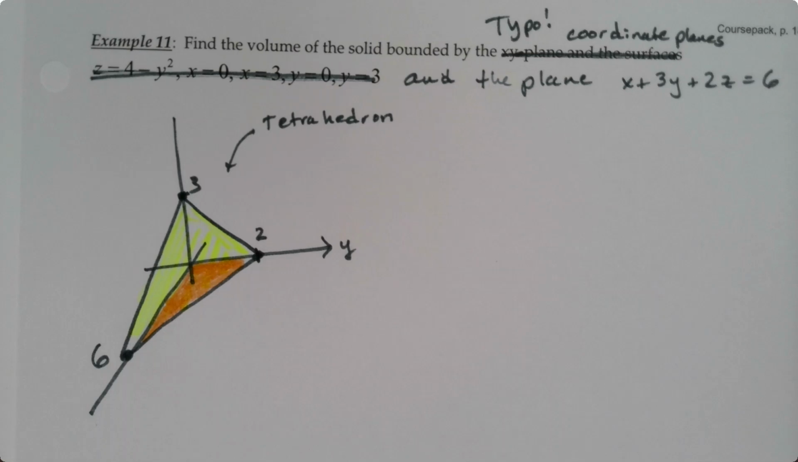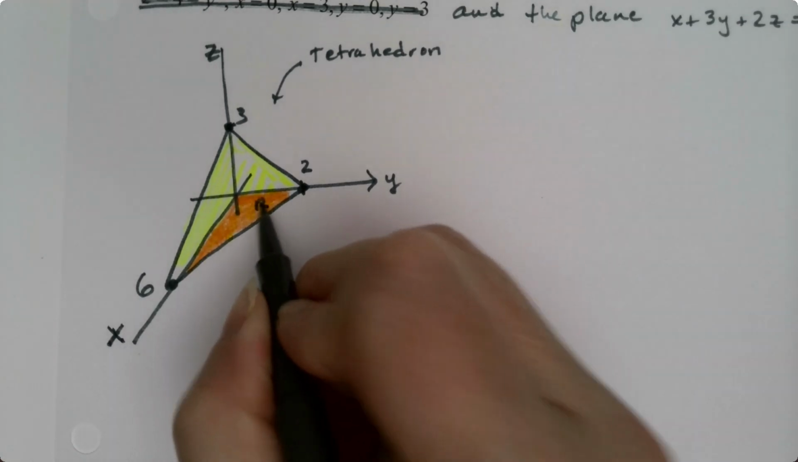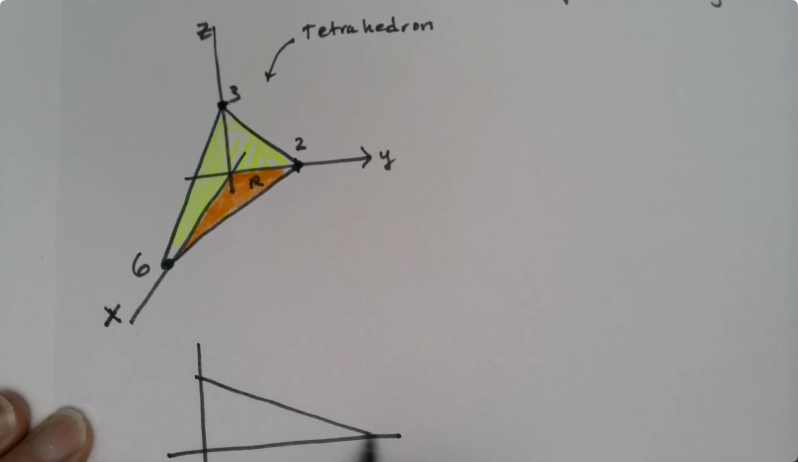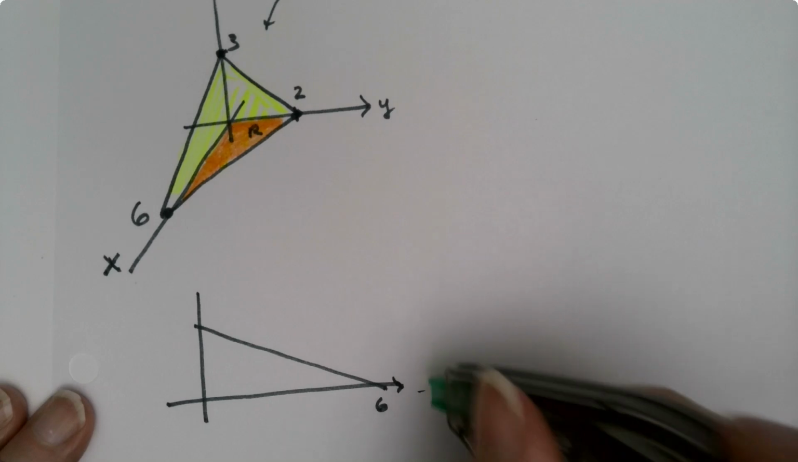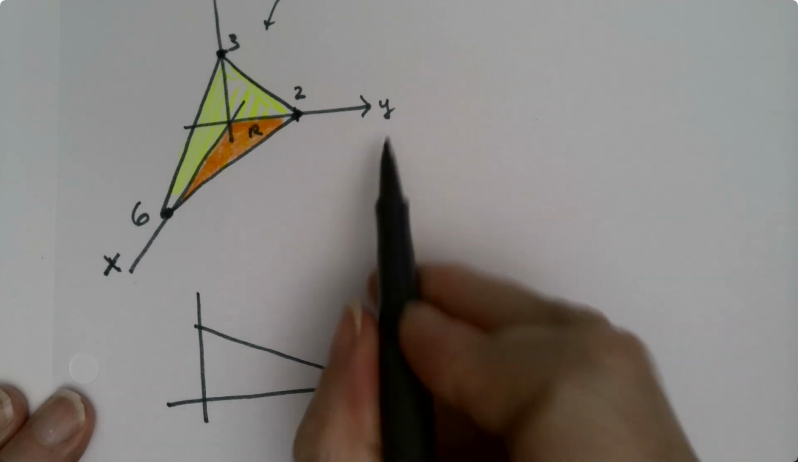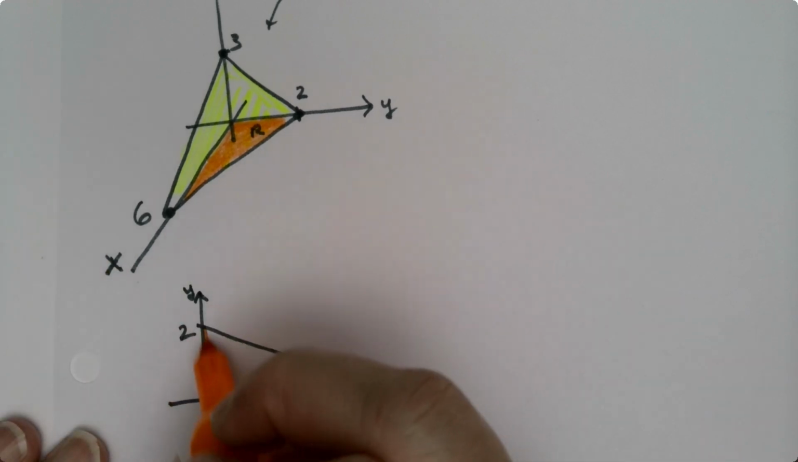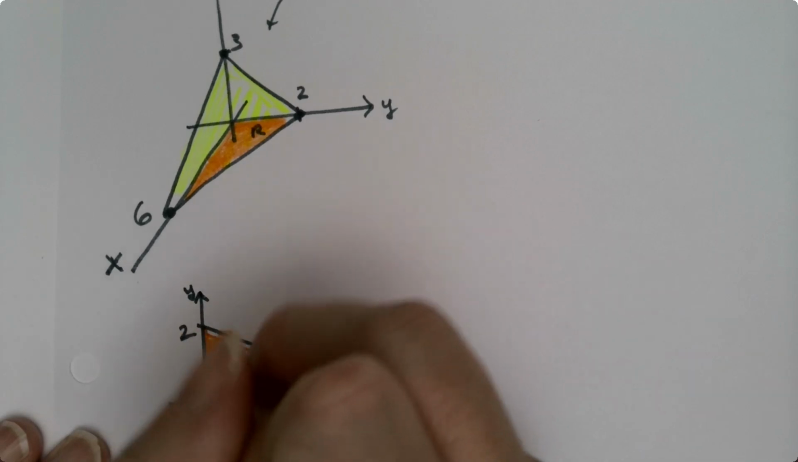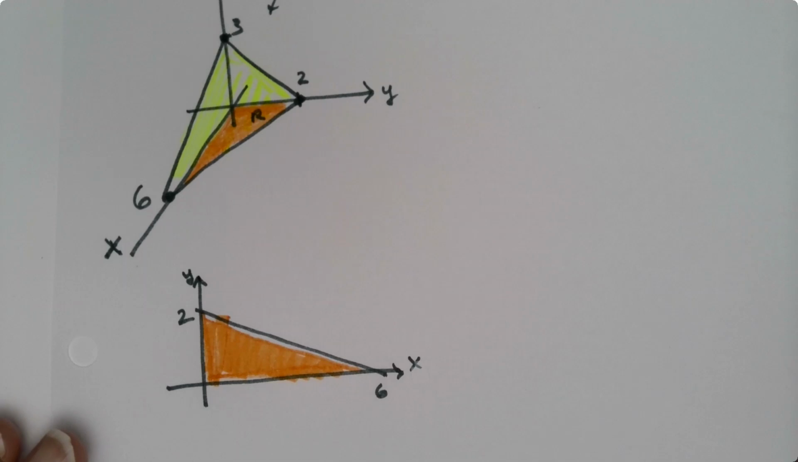So this is your x-axis, this is your y-axis, this is your z-axis. So we're going to redraw our region of integration. So here's our R right in here. So we're going to redraw that here. So we know that x is 6. Oops, x is 6. There we go. We know y is 2. And our region of integration is right here. Okay.